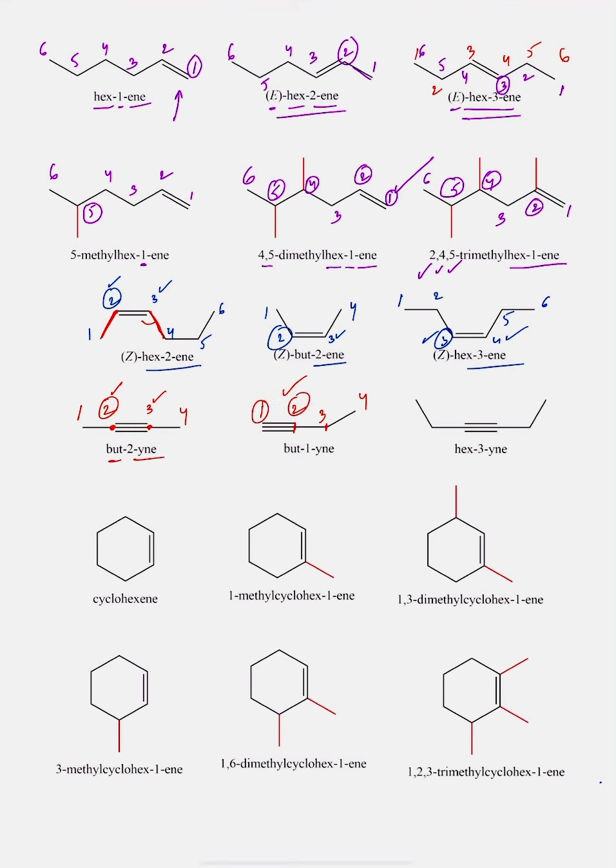Anyway, the name of this compound is but-1-yne because the triple bond is between carbon 1 and carbon 2. And here again I can number from either side, so it's between 3 and 4. I take the lower number, so it's 3-yne and the total number of carbons is 6, that's why it's hex-3-yne.